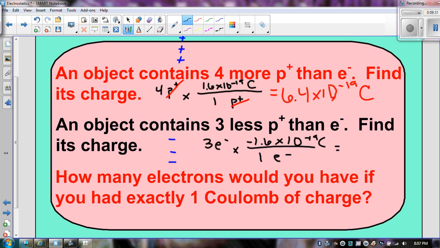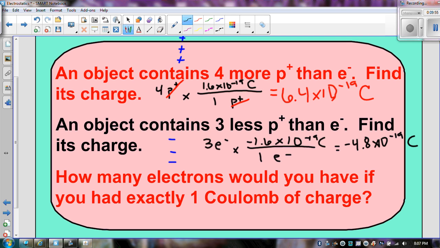And so we're going to set it up in our calculators the same way as before. 3 times negative 1.6 times 10 to the negative 19th. And my answer for that is going to be negative 4.8 times 10 to the negative 19th coulombs.